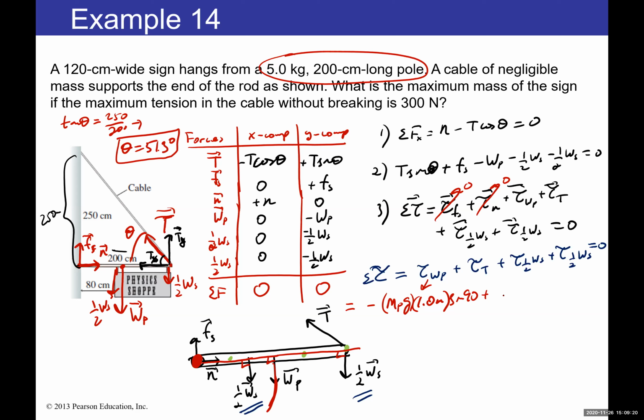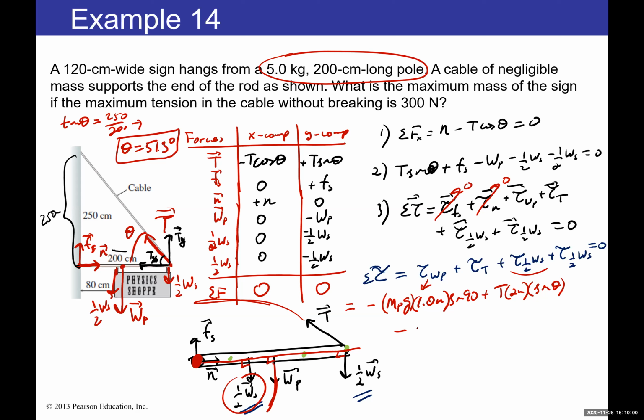Okay. And then, all right, so the torque of the tension is the tension magnitude. So basically, let me do it like this first. It's tension times the distance, which is basically 2 meters, and then times sine of theta right now. Let me put it like that. And it's positive because it's going to give me counterclockwise rotation. Then minus, so let's go to this one. The first half of the weight of the sign. So it's minus because it's going to give me clockwise rotation.